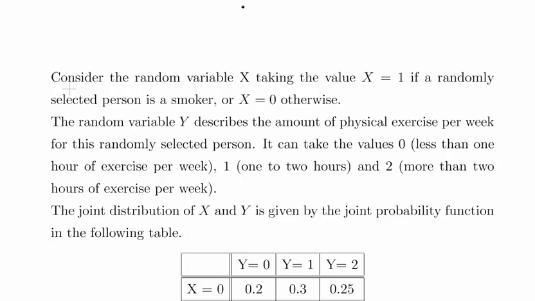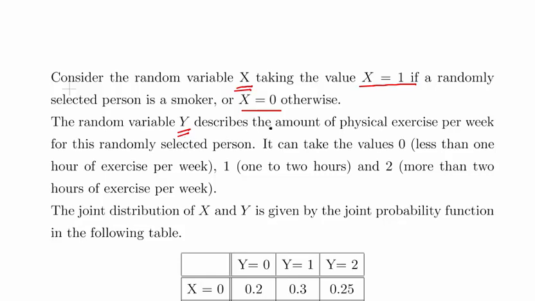In this presentation, we're going to look at the joint distribution of random variables. So we have two random variables here, x and y. Consider the random variable x, taking the value x equal to 1 if a randomly selected person is a smoker, and x equal to 0 otherwise. This question actually has a health science application or sports science application or so on.